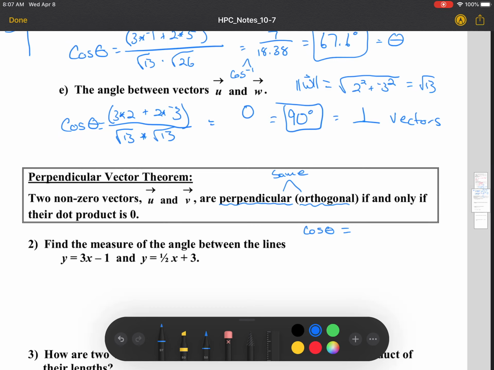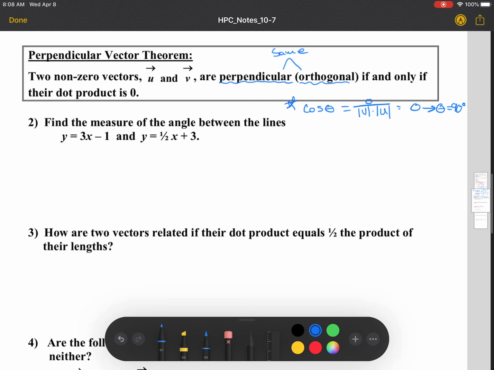So that's just saying, I'll squeeze this right down here. That's saying cosine theta equals 0 over the product of the lengths of v and u. If that equals 0, theta equals 90 degrees. That's all that's saying. So that's just a little shortcut. That's a test, because a lot of times we want to find out, are they parallel or are they perpendicular? So let's look at 2.